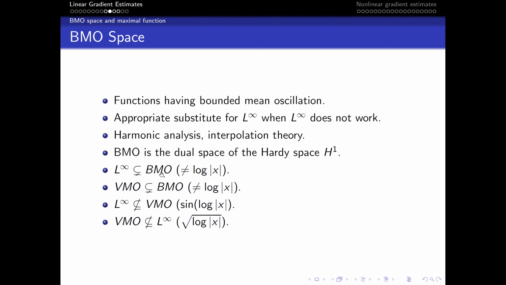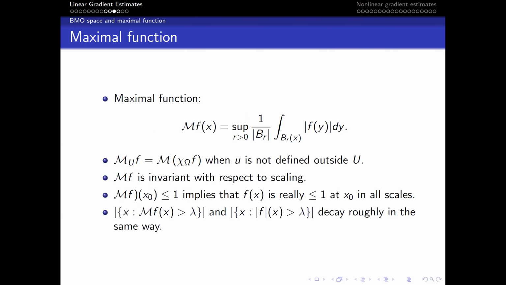And this BMO is very close to L infinity and VMO. These are the relations: BMO is the most general, then L infinity and VMO. This is a very good counterexample for their relations.